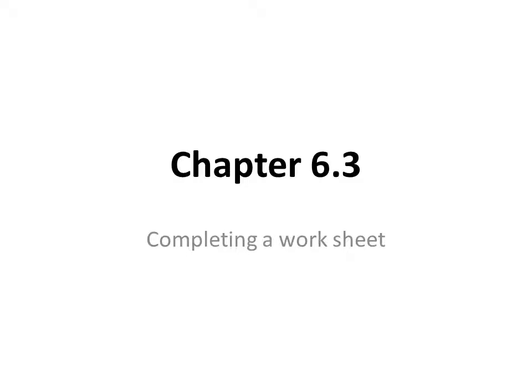Chapter 6.3, Completing a Worksheet. Well, we're now at the point where we have recorded all the trial balances in the appropriate columns. We've taken care of any adjustments that happened during the fiscal period. Now we are at the point where we get to complete the worksheet. And completing the worksheet is actually pretty simple.